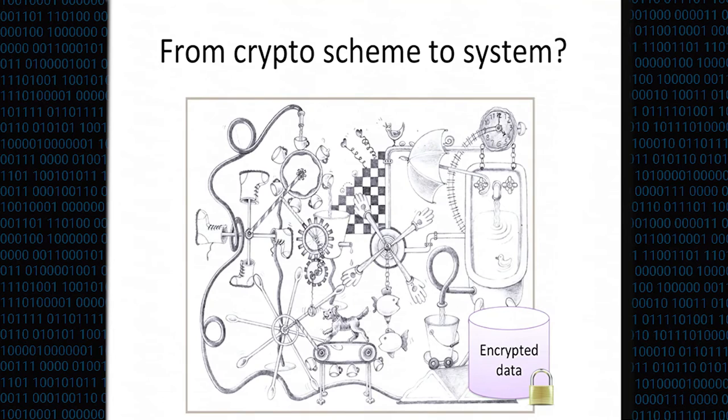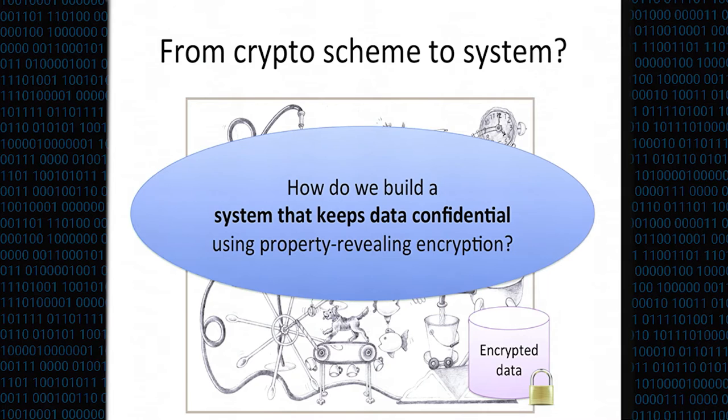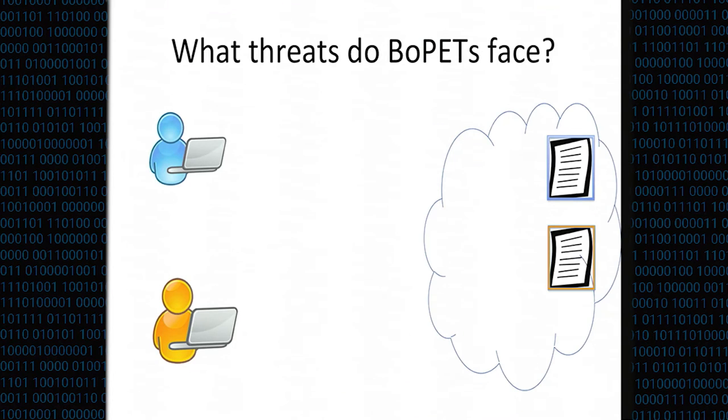We know that systems are very complicated, and they contain a lot of complex and rich interactions between the data, the functionality, and the users that might introduce additional leakages. So the basic question we want to ask ourselves here about BoPETs is, how do we build a system that uses this property-revealing encryption and keeps user data confidential? To answer this question, the first step is really to develop concrete threat models.